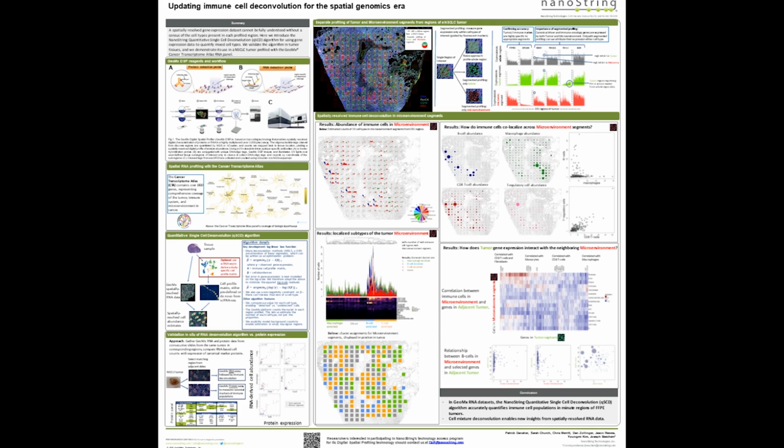If Ki67 is high in tumor, that's a bad thing. If it's high in the microenvironment, that's probably a good thing. It's a totally different interpretation. You really can't disambiguate them unless you collect those data points separately.